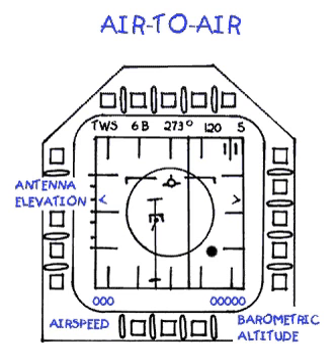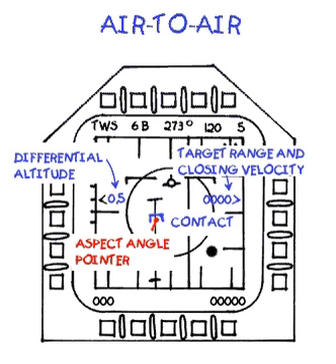The readout in the bottom left corner is your true airspeed. In the opposite corner is your barometric altitude. Contacts are displayed as either an upside-down U or a solid rectangle depending on your radar mode. Also depending on the mode, targets may either be cycled directly or selected with the backslash key.